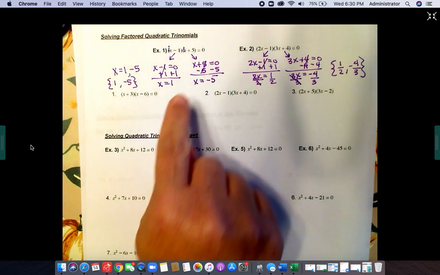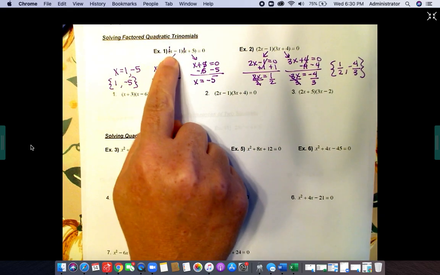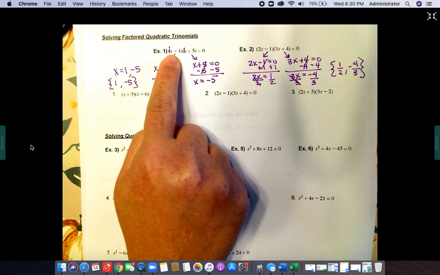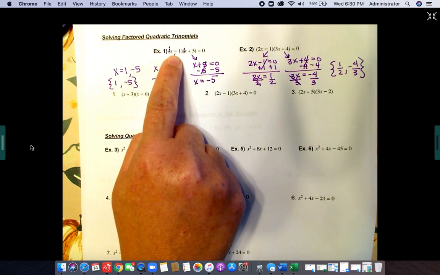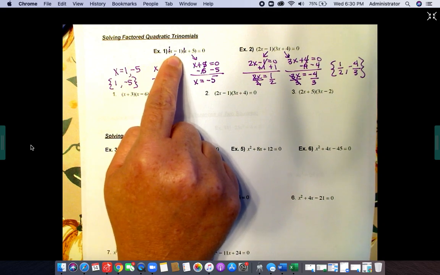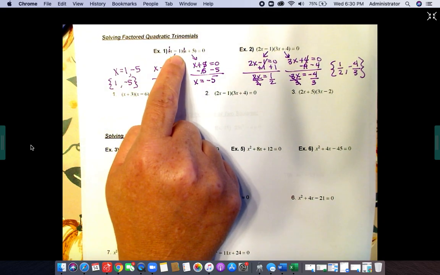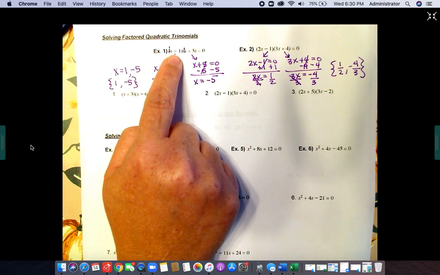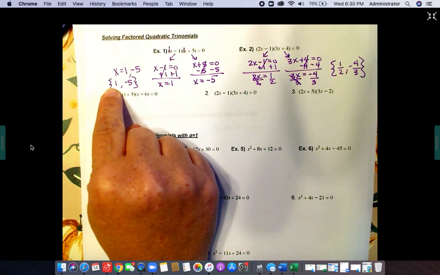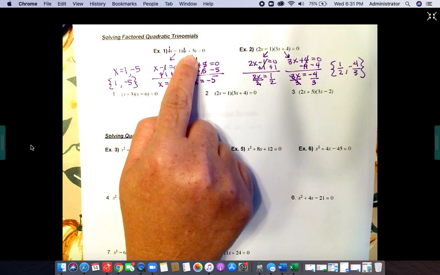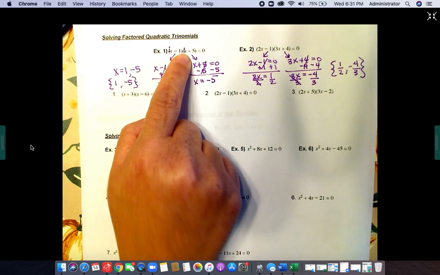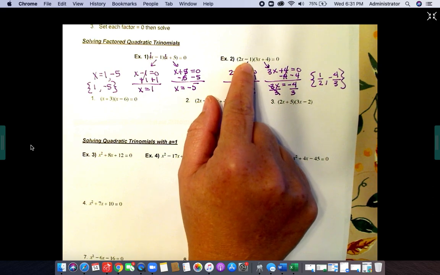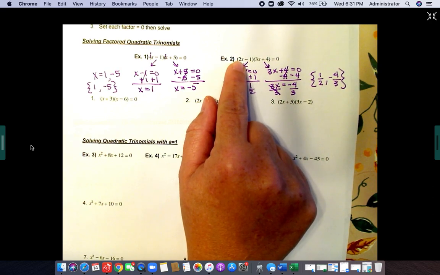Just a couple things I wanted to point out. If the coefficient of your x in your binomial factors is 1, then literally the solution is the opposite of what you see. If you recall vertex form, the part in parentheses, we would always switch that number. So if we see x minus 1, one of our solutions is positive 1. If we see x minus 5, one of our solutions is negative 5. But that only applies if the coefficient is 1. Here, you would actually switch the sign, then divide by the coefficient.